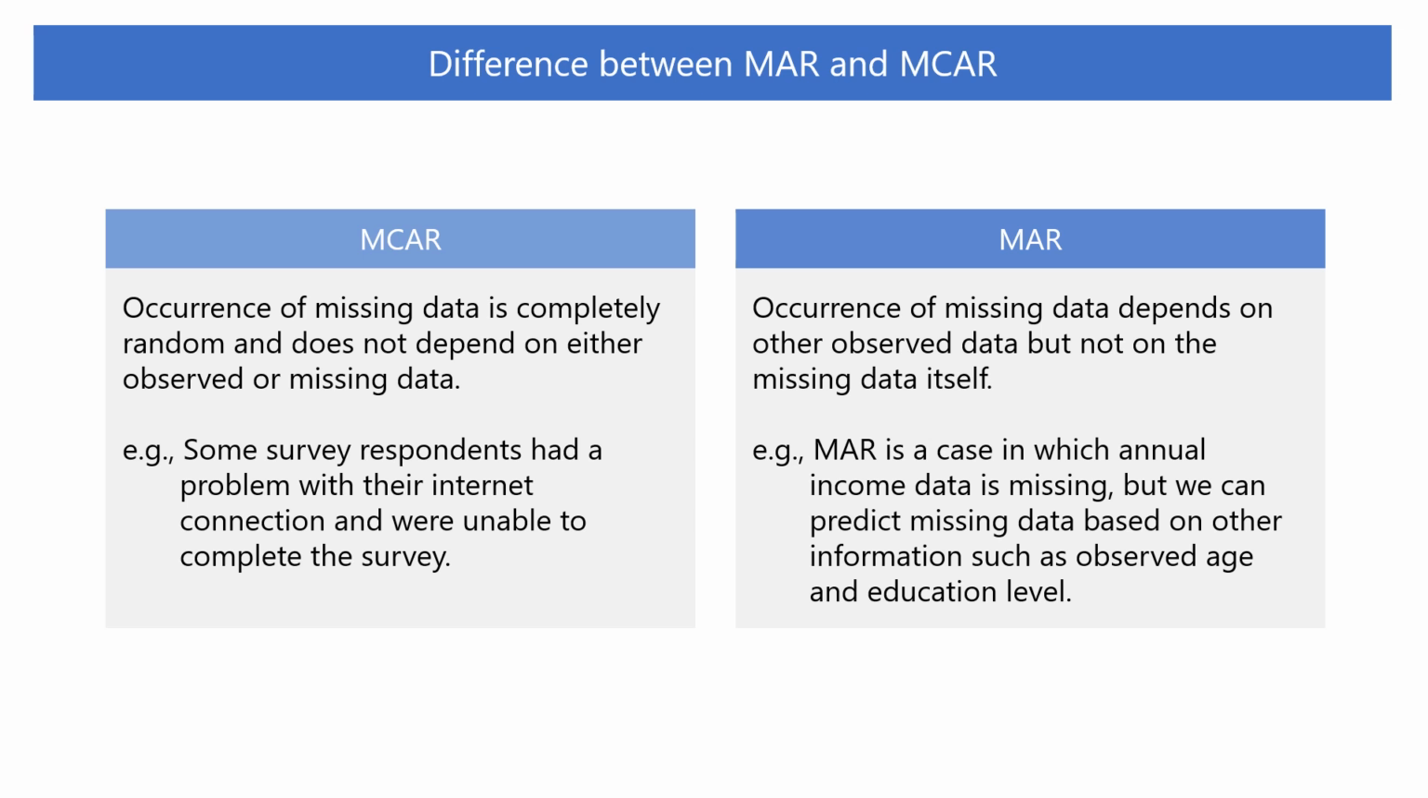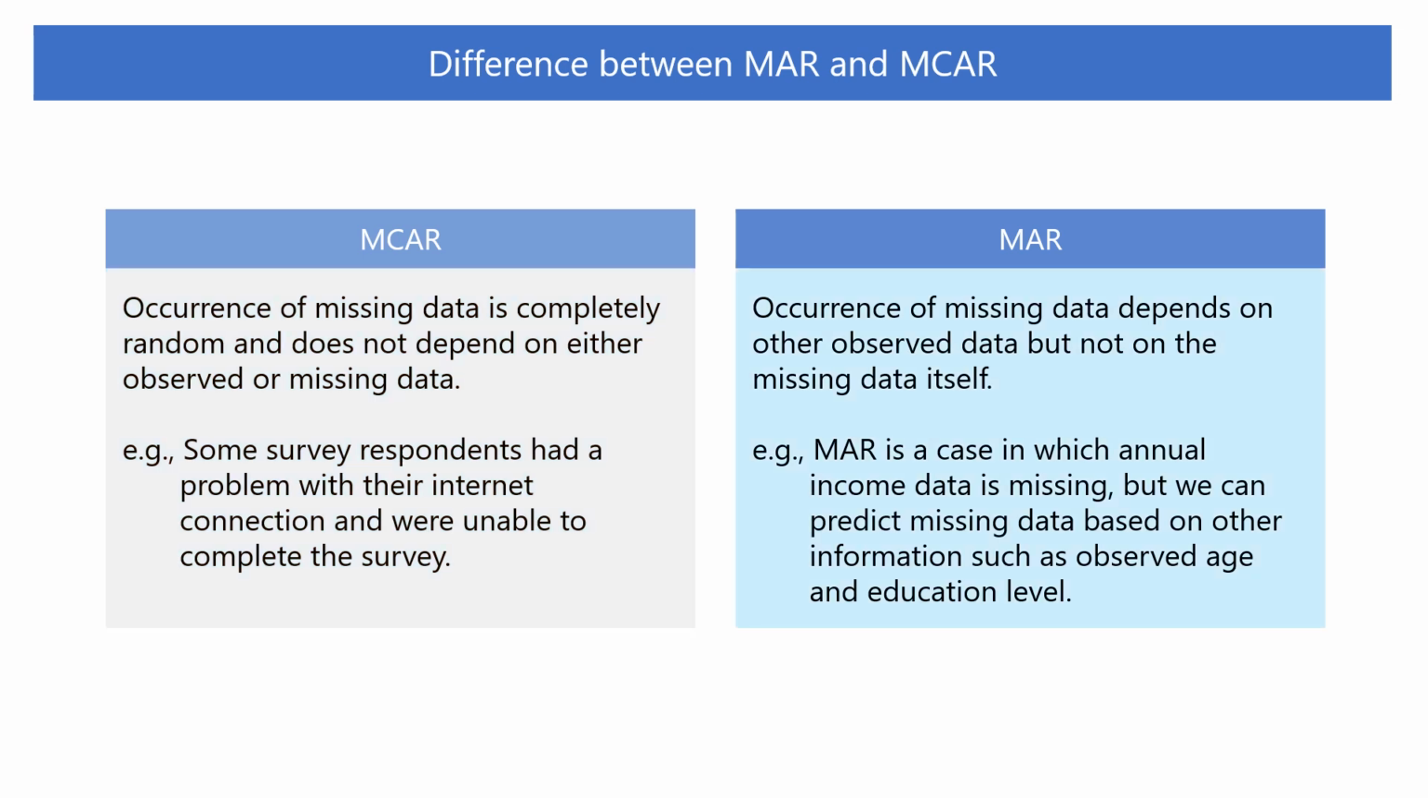Let's focus on the difference between MAR and MCAR. The difference between MAR and MCAR is in what the occurrence of missing data depends on. MCAR assumes that the occurrence of missing data is completely random and does not depend on either observed or missing data. For example, MCAR is a case where some survey respondents had a problem with their internet connection and were unable to complete the survey.